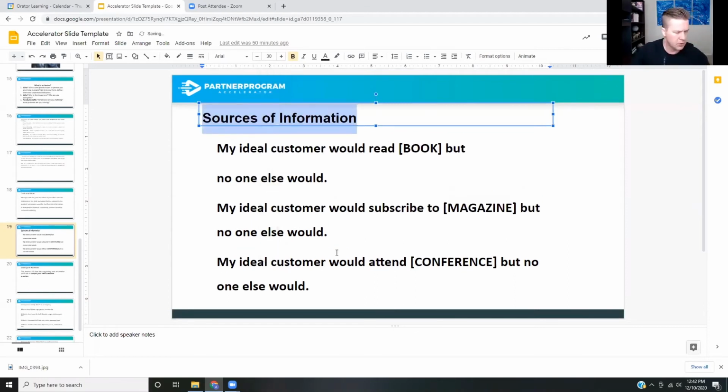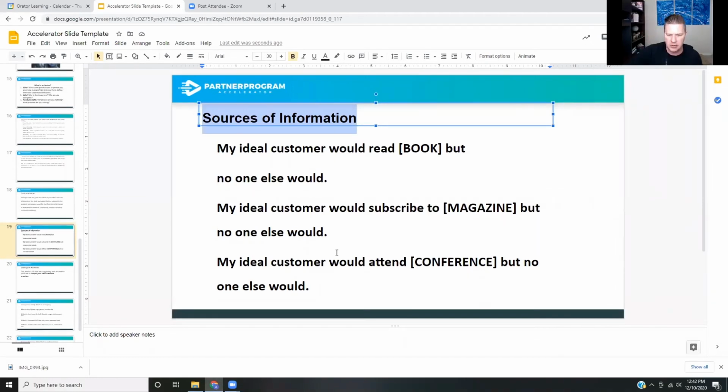So my ideal business owner, my contractor, my financial planner, my healing coach, they'd read this, but other people wouldn't pay attention to it. They would follow this influencer, but other people wouldn't pay attention to it, right? They'd subscribe to this blog, maybe it's not a magazine anymore, it's a podcast or whatever, but other people may not be paying attention to it. For crying out loud, there are podcasts about locksmithing and anything you can think of, right?